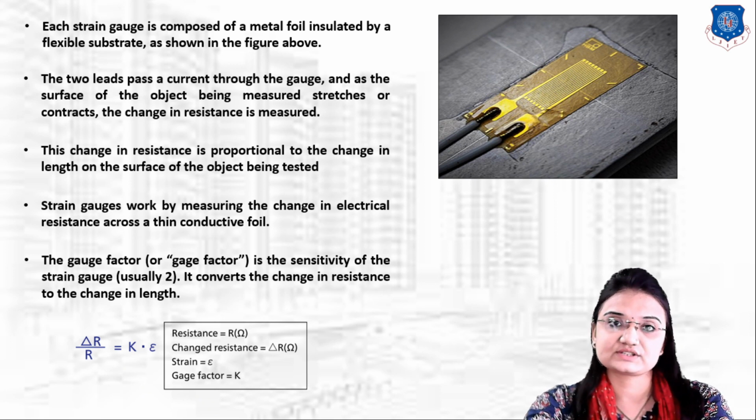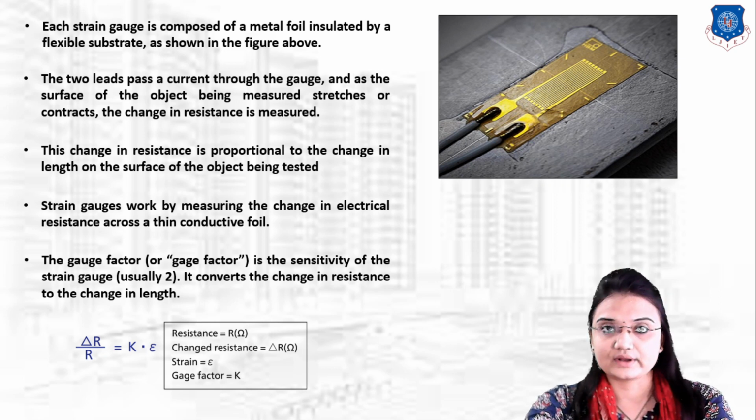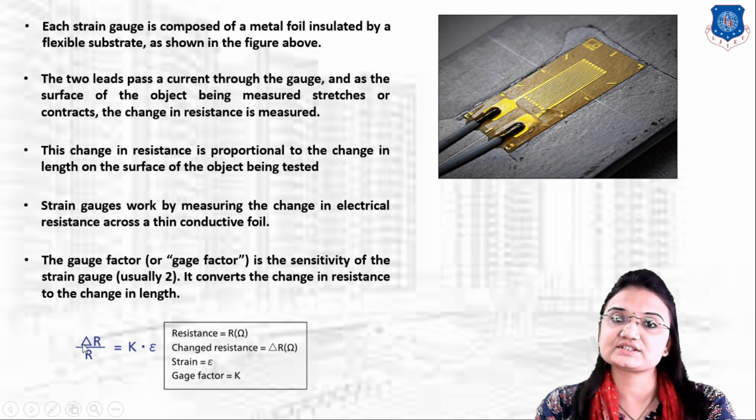And with the help of this equation, we can easily measure the change in electrical resistance across the thin conductive coil. Okay, so this is nothing but change in resistance. This is R, which represents resistance.